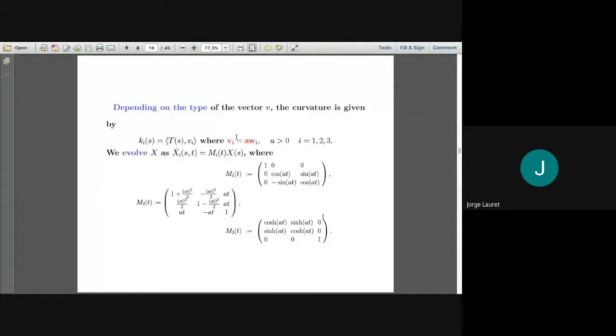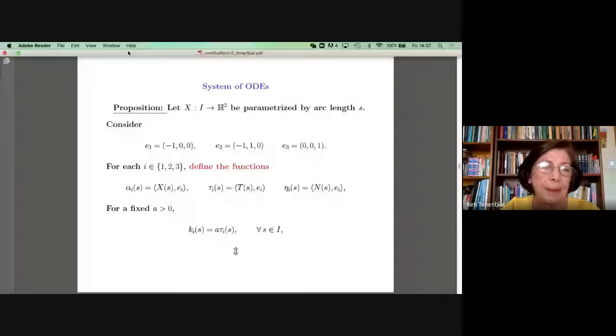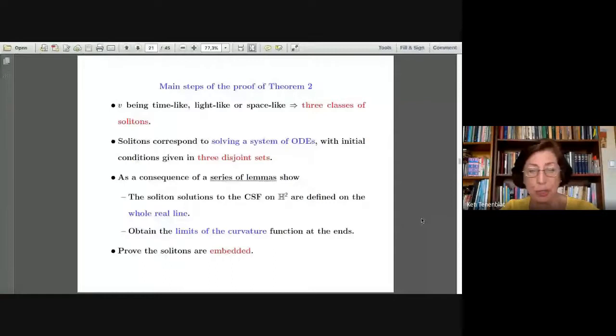Good. Now, okay, so we did this. Okay, so now the main steps for the proof of theorem two. Because V can be time-like, light-like, or space-like, we have three classes of solitons. We will show that solitons correspond to solving a system of ODEs with initial conditions given in three disjoint sets. Now, as a consequence of a series of lemmas, we will show that the soliton solutions are defined on the whole real line. And we will also obtain the limits of the curvature, and we will prove that the solitons are embedded. So these are different steps.